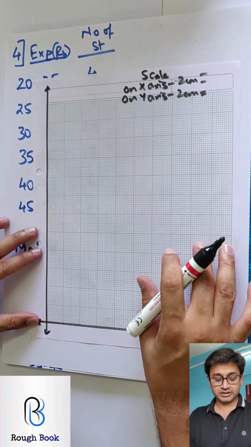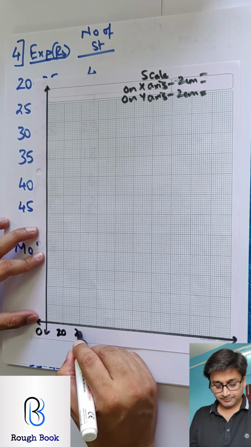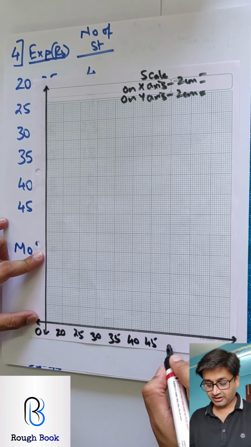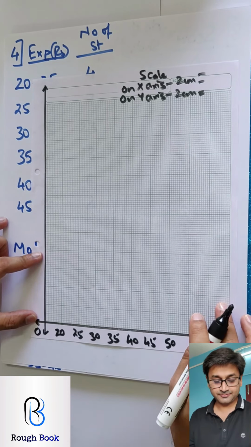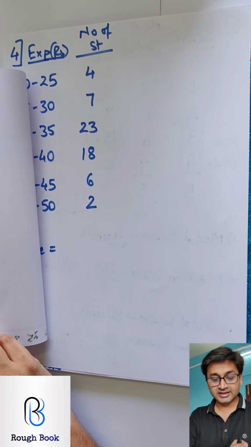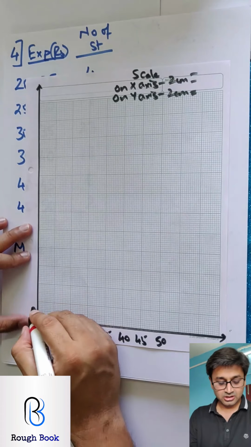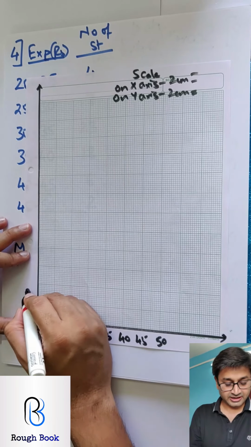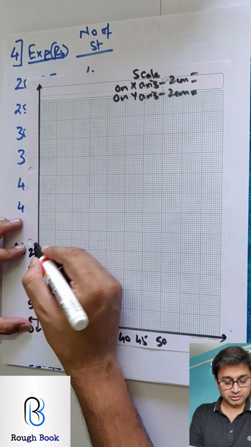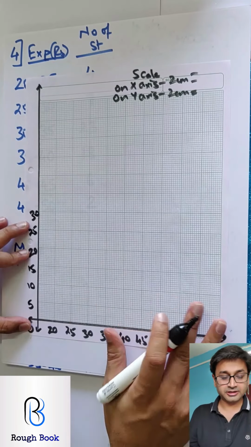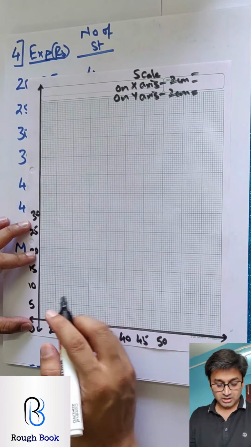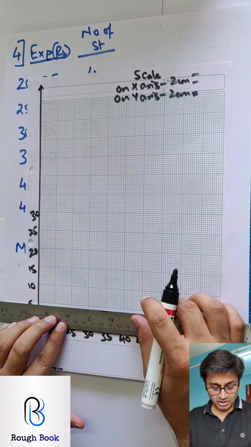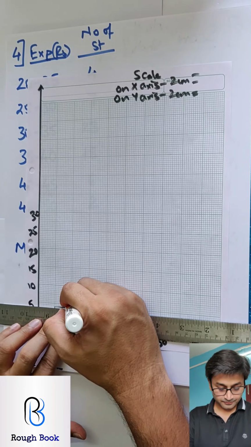Draw your histogram quickly. It's simple. So 20, 25, 30, 35, 40, 45, 50. That is the max. And the y-axis maximum I can see is 23. If I take 2, it will go to more than 12 lines. So let's take 5: 5, 10, 15, 20, 25 and 30. So the first one is 4. So 4 will be 2 lines below 5. Let me take a scale.